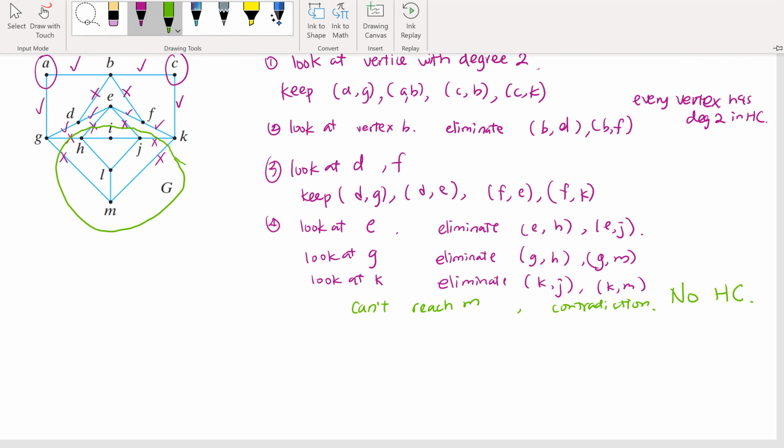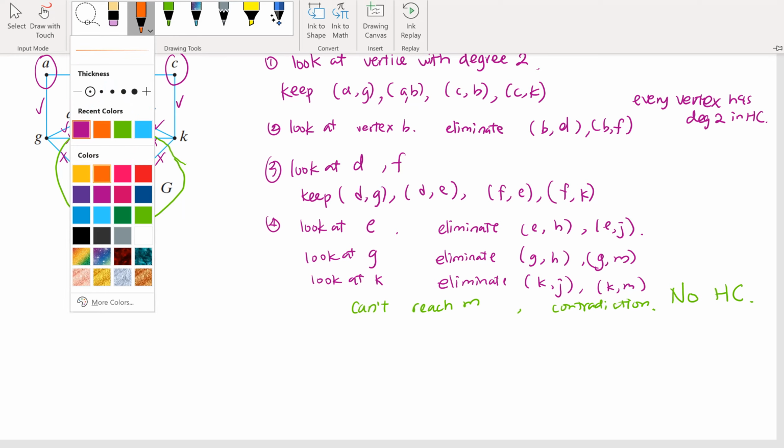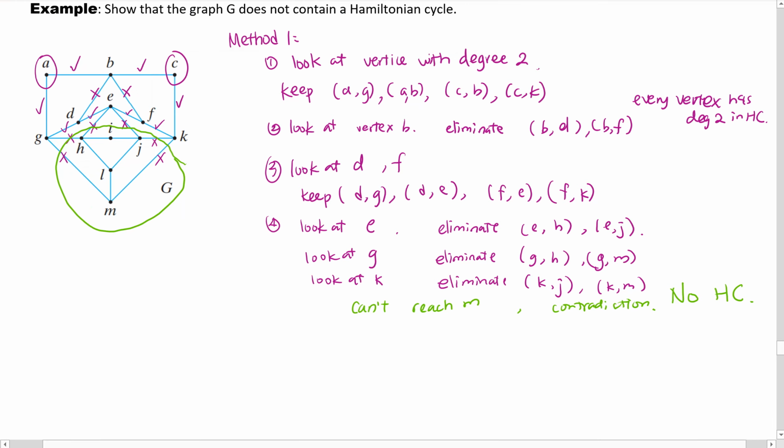Okay, let's continue. Let me show you method 2. Method 1 works when there are a lot of vertices with degree 2, or smaller degree. But if you have a graph with a lot of degrees, you don't want to do that.